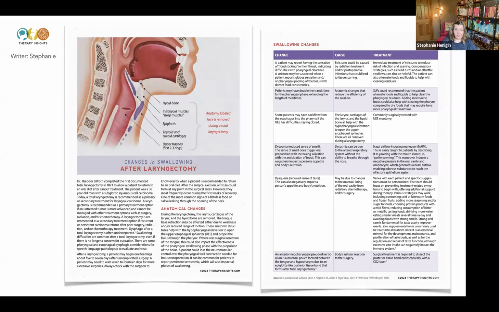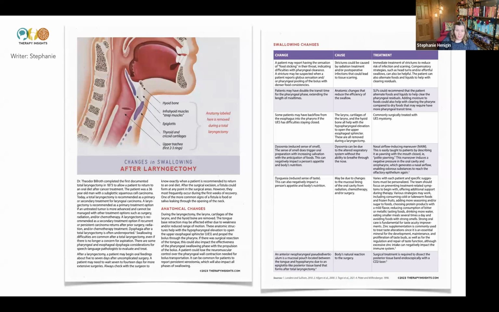Yeah, I'm in love with this picture. I think just having a visual is so important for patients. And a lot of times in my facility, they are coming to see the speech therapist before their laryngectomy, so this is an opportunity for us to talk about it. I know this one is changes in swallowing after a laryngectomy, but that is also an important thing to talk about with the patient.